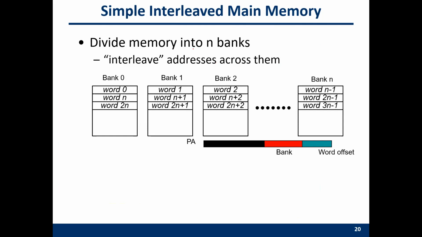Assume that you have n banks here. You can put your data like this. This is your first word, second word, third word, and then the n-th word. And then you can put n words here in bank 0. So you can manipulate the layout like this.